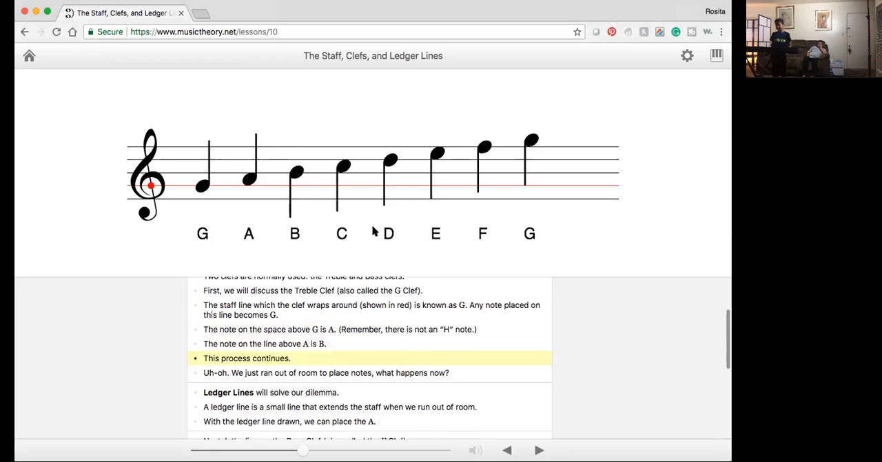Where would this C be since it's going higher? Ding, ding, ding. Okay.